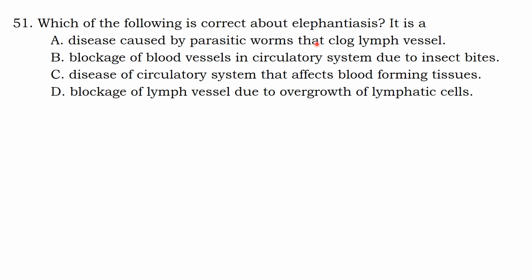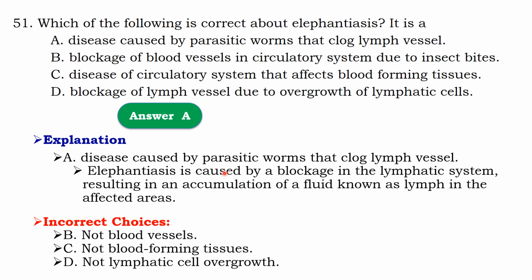A, it is a disease caused by parasitic worms that clog lymph vessels. B, it is a blockage of blood vessels in the circulatory system due to an insect bite. C, it is a disease of the circulatory system that affects blood forming tissue. D, it is a blockage of lymph vessels due to overgrowth of lymphatic cells. So the answer should be A.